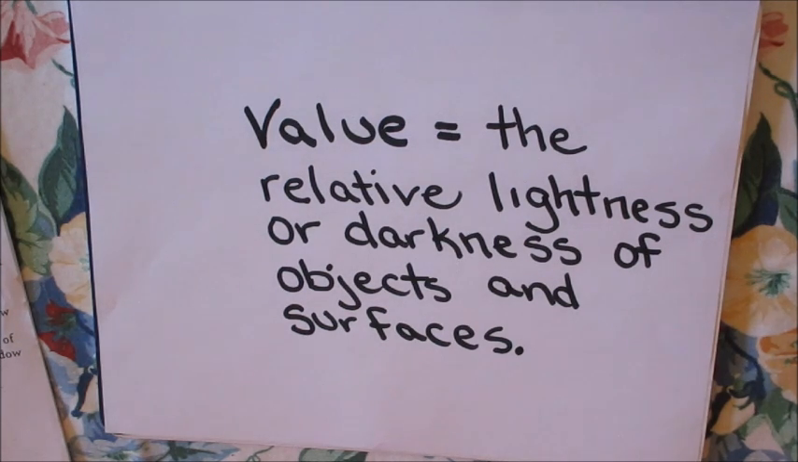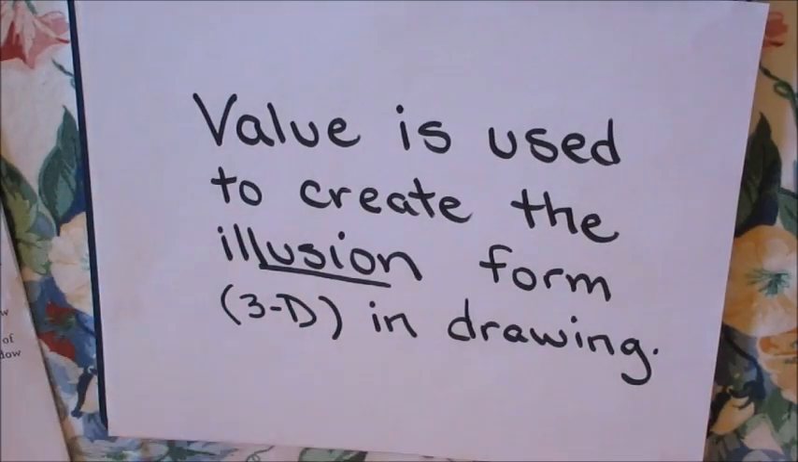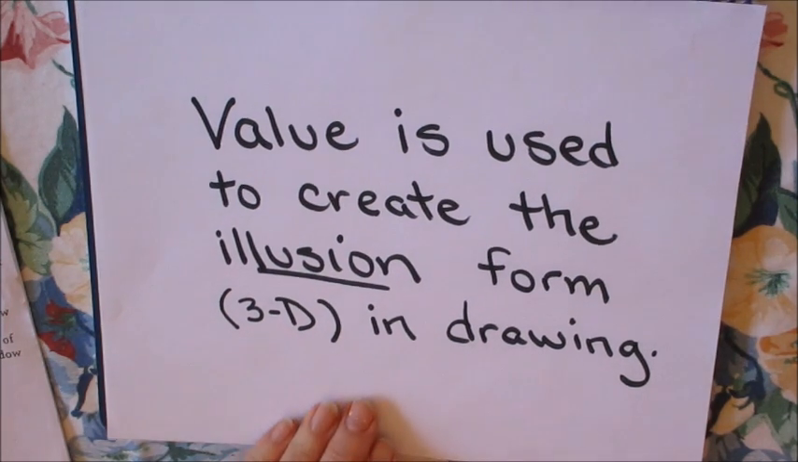In a good drawing, you're going to have some darkest darks and some lightest lights, no matter how light or dark the objects are. So as we work on these things, keep in mind we want to get the full range of value available with the materials that we're using. Value is used to create the illusion of form or the illusion of three dimensions in a drawing. Drawings are flat surfaces, they're two-dimensional, and we're trying to create the illusion of three dimensions.